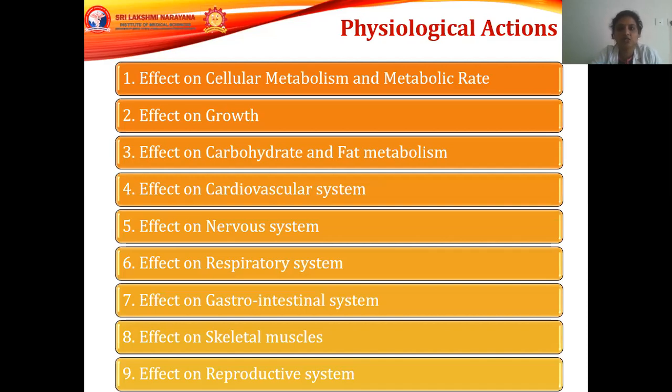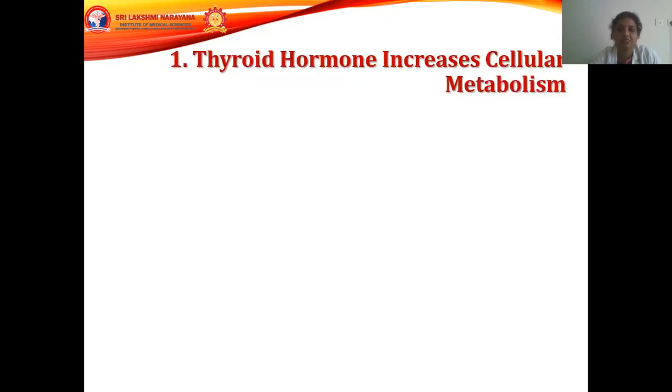So what are the physiological actions of thyroid hormone? First, it has an effect on the cellular metabolism and the metabolic rate. It has effects on growth, metabolism of carbohydrates and fat, and on the cardiovascular system, nervous system, respiratory system, gastrointestinal system, skeletal muscles and the reproductive system. So thyroid has its action on almost all the systems of the body. Let us see one by one how they have their effect.